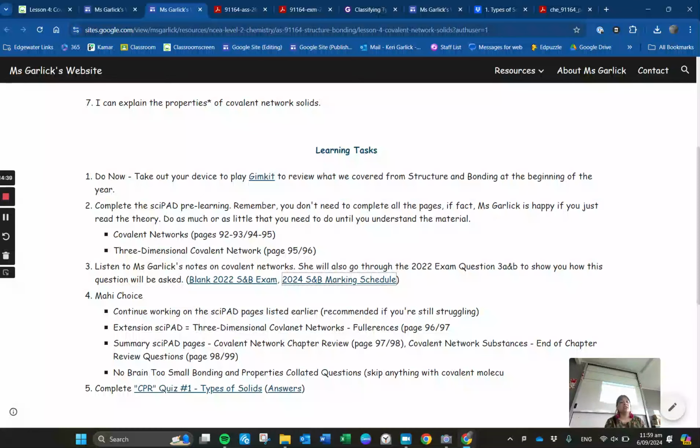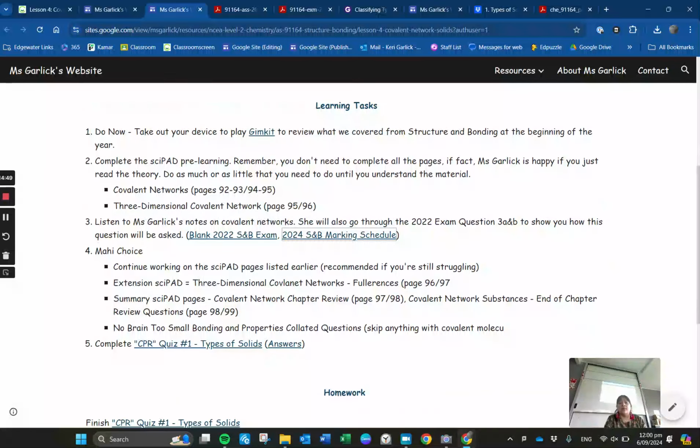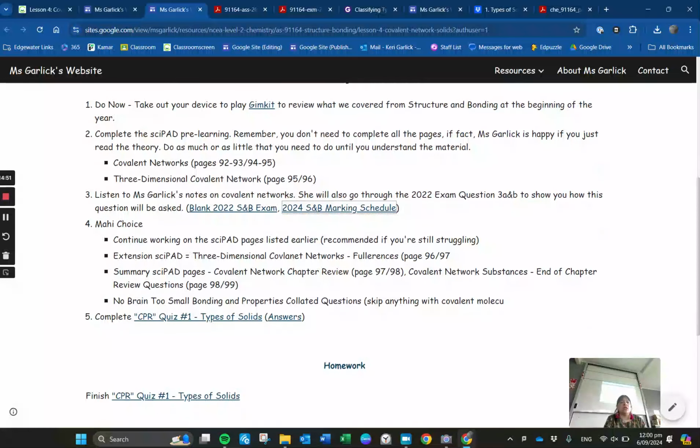There are some extension SciPad pages that I've also provided. They are stuff that is useful to know, but I haven't seen actually come up on an exam. Then there's some summary pages as well. The summary pages are quite good because they do have a covalent network exam question and they tell you how to structure it. Oh, that didn't link. I need to put that together. And then I've also put a CPR quiz down there as well so you guys can practice the write-up.